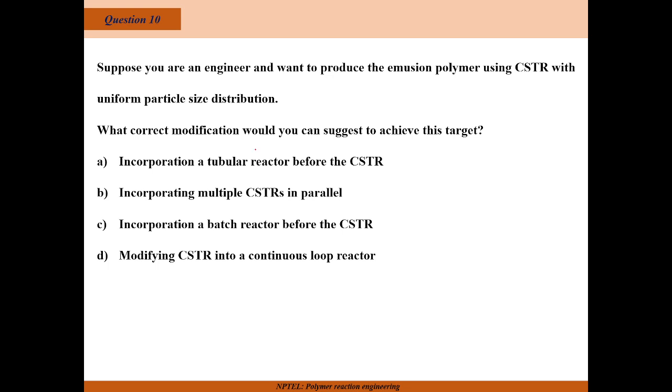So the major thing is uniform particle distribution. In the previous one we saw that it is not possible to get uniform particle distribution from the CSTR. So which kind of reactor would give you uniform particle distribution? That is a basic question. One is tubular, the other is arranging them in parallel, one is using a batch reactor, and the other is using a continuous loop reactor.